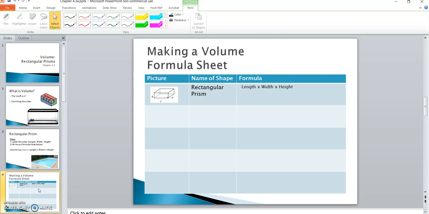So I'd like you to make a new formula sheet that you'll be able to use on your assignment and quizzes. And you should make sure to label it your volume formula sheet as opposed to your previous surface area formula sheet. And again, we're going to have a picture, the name of the shape, and the formula.